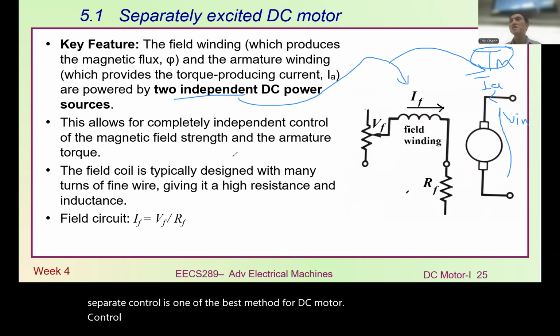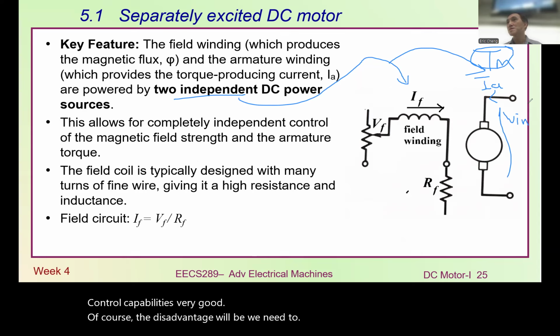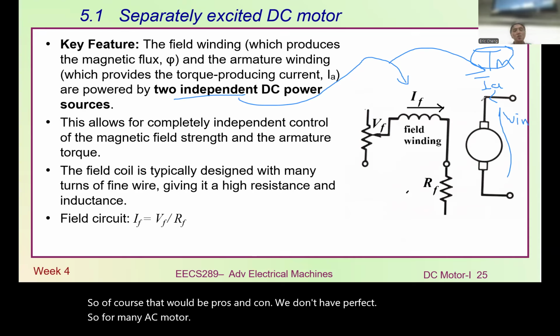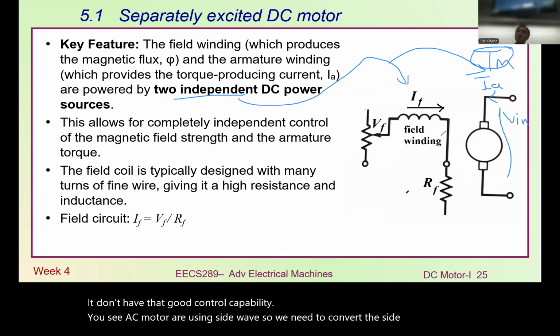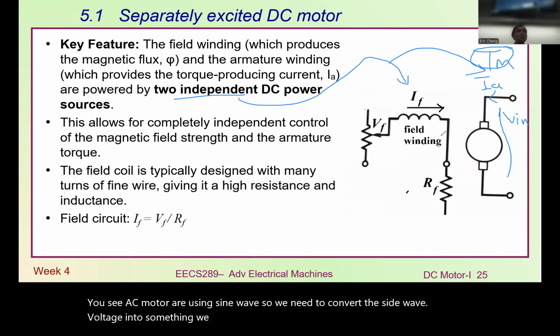But of course, the disadvantage will be we need two input sources, two control circuitry. So of course, there will be pros and cons. We don't have perfect. So for many AC motors, we don't have that good control capability. You see, AC motors are using sine wave. So we need to convert the sine wave voltage into something we can use to control the motor torque and motor field.